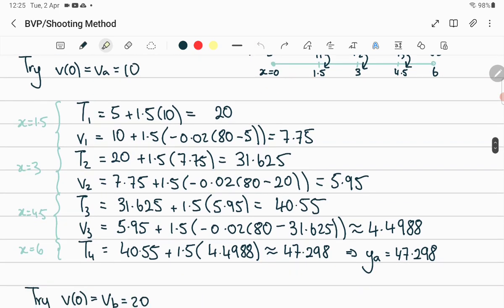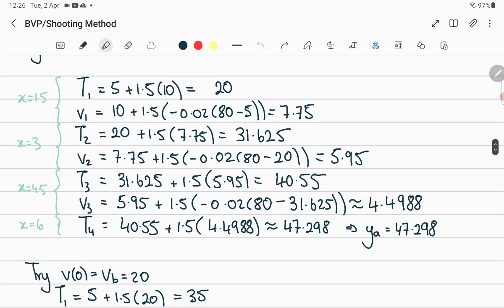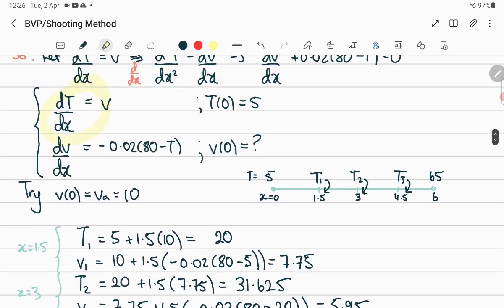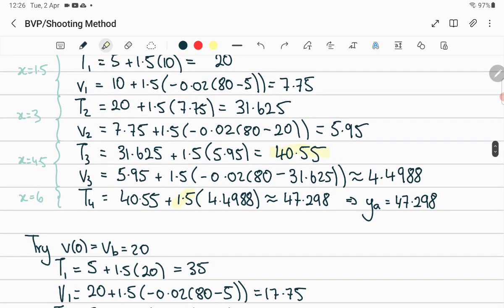We go to x equals 4.5. So again, we had this 31.65, so that was the previous temperature. 5.95 was the previous v, and then that 5.95 also comes into the slope, and the previous temperature also comes into the slope of v. And then finally we have one more thing to do. There's no point finding v4, it doesn't come into it. So previous plus step size times previous slope, and the slope of temperature we found here is v. So that's where that previous v came in.